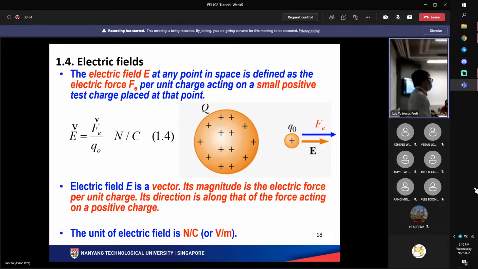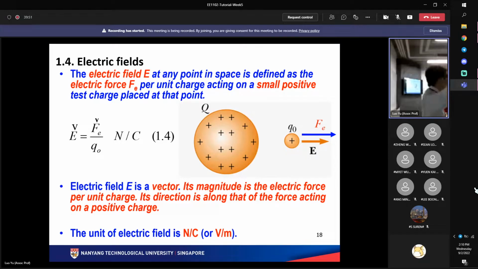So what are the electric field lines? Electric field lines are automatically taken by a charge. So if we have a charge in the space, it will automatically fill the space with its own electric field lines. So it's a virtual line, we cannot see it, but it really exists in the space.